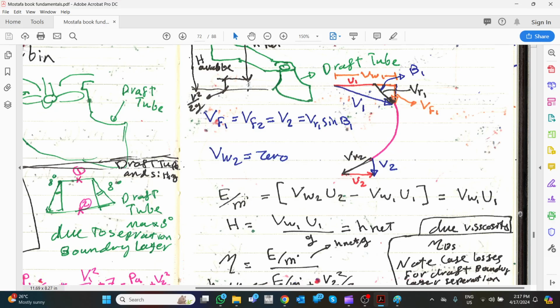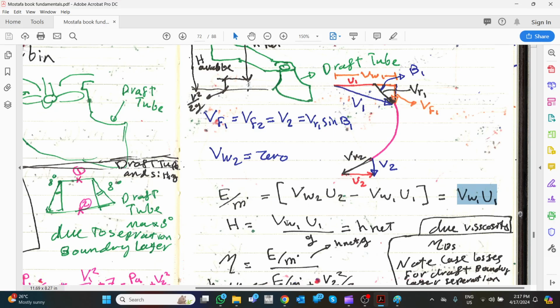Apply the numbers. We know this energy divided by m dot equals whirling velocity 2 times u2, which is 0, minus whirling velocity 1 times u1. Of course, minus, which means you're taking energy from the water because it is a turbine. So it will be in minus. But it's okay if you keep the minus. If you remove the minus, you need to know you're taking power from the water.